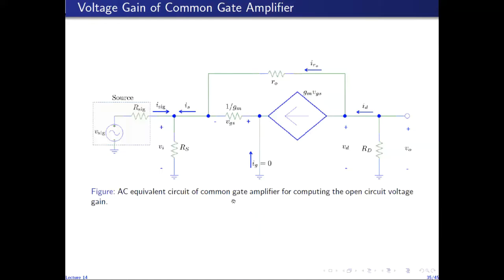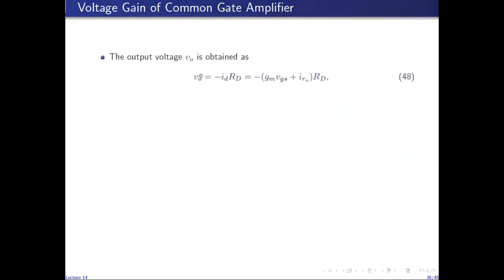This is the AC equivalent circuit for computing the open circuit voltage gain of the amplifier, in which I have open circuited the output. So I have disconnected the load and I designate the output voltage with V naught. So V naught is minus ID times RD, and ID is the sum of these two currents, gm vgs plus i r naught.